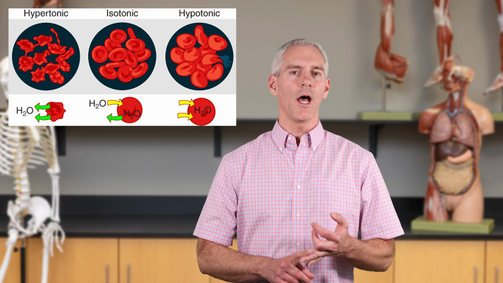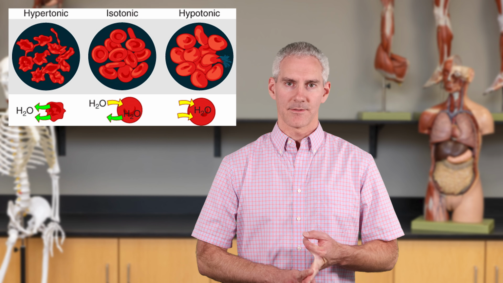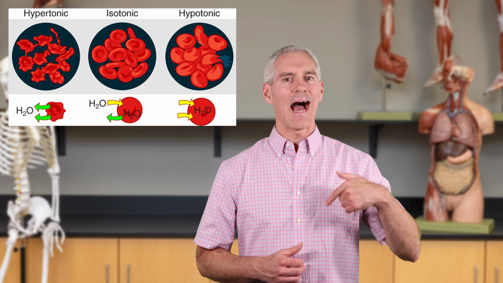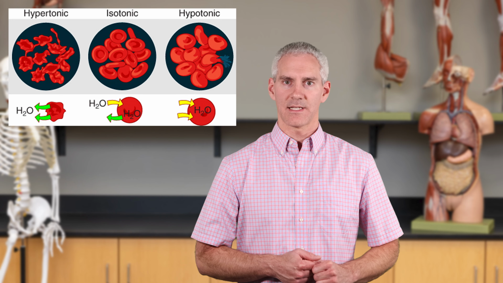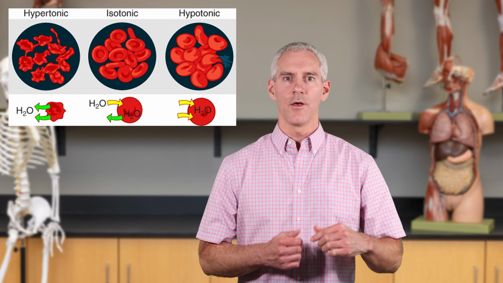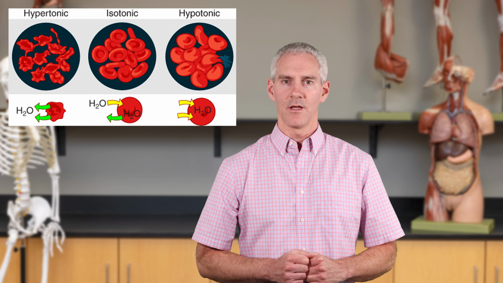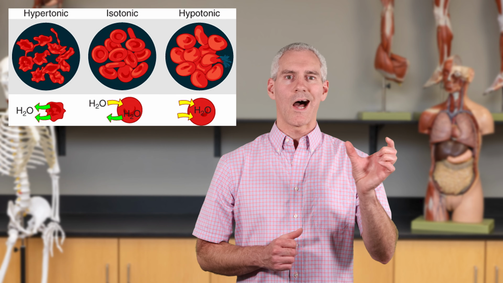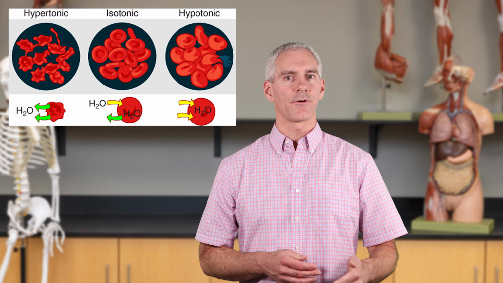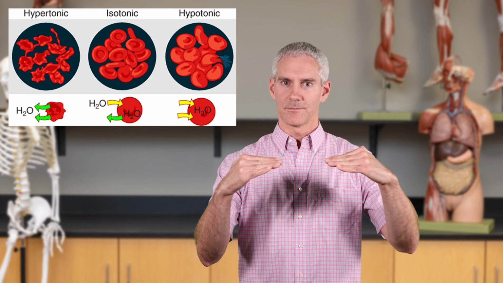Tonicity is looking at the dissolved particles in a solution. So we have three different names here. We have hypertonic, isotonic, and hypotonic. So hypertonic is a high concentration of dissolved solutes. Hypotonic is a low concentration of dissolved particles. While isotonic, iso means even, so isotonic is referring to a balance, neutral.